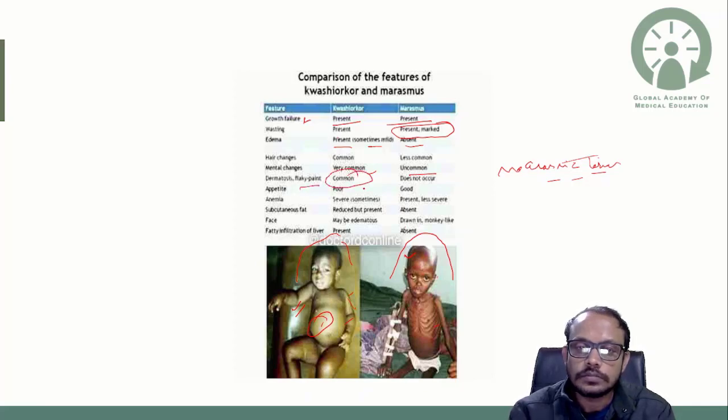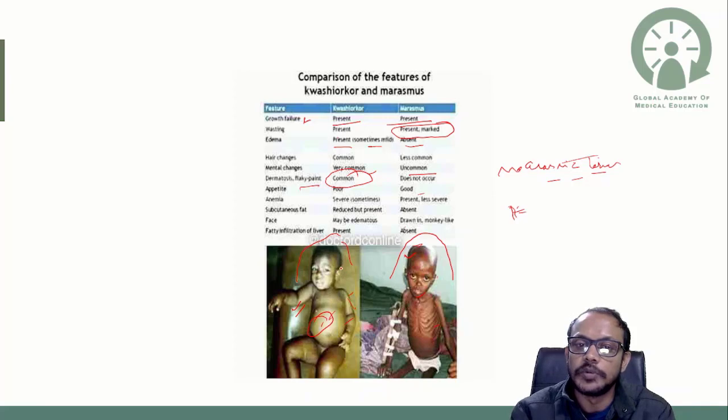In kwashiorkor, the skin is peeled off like paint. Skin changes are there. So this is called flaky paint dermatosis. Appetite is poor because liver impairment is there, so all the features of liver impairment should be seen here. Appetite is poor here, but here liver impairment was not there. Appetite is good here. The prognosis is good here. If the child starts taking calories, it becomes healthy again.